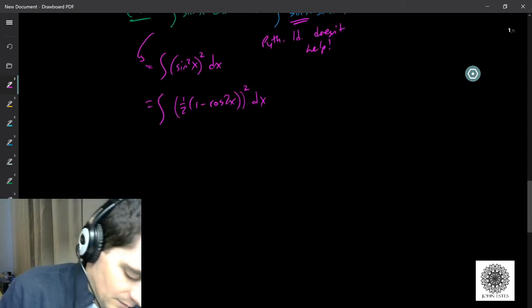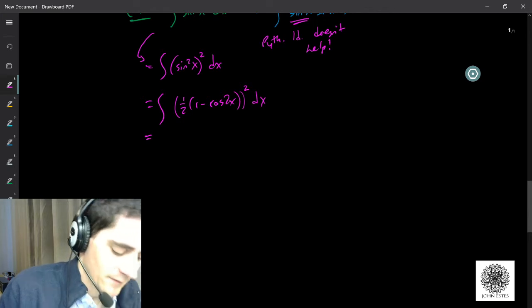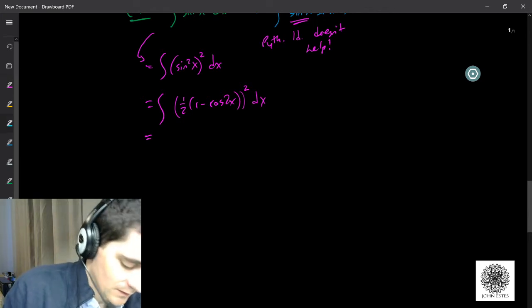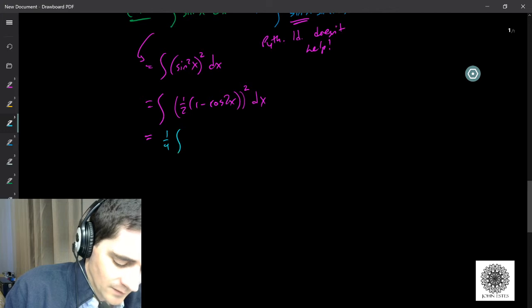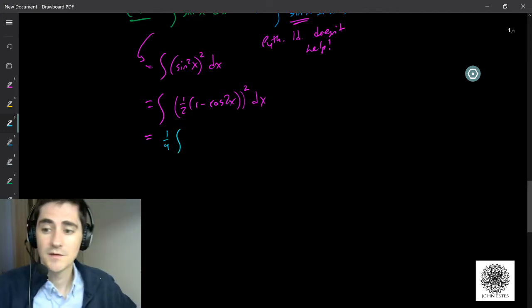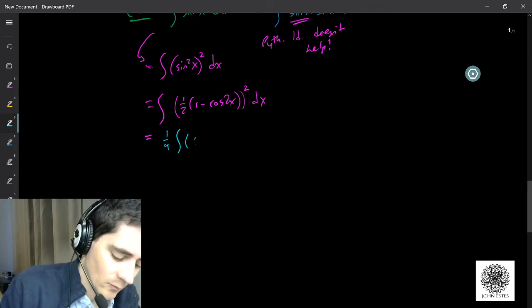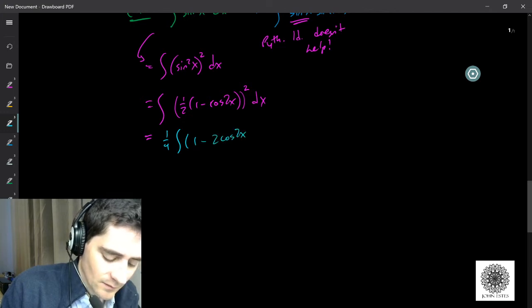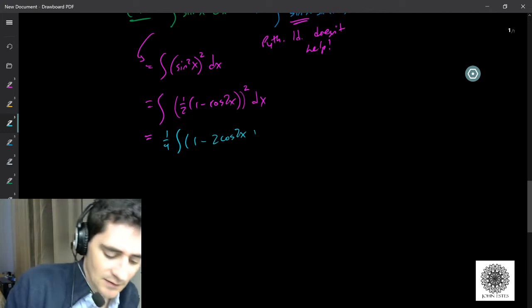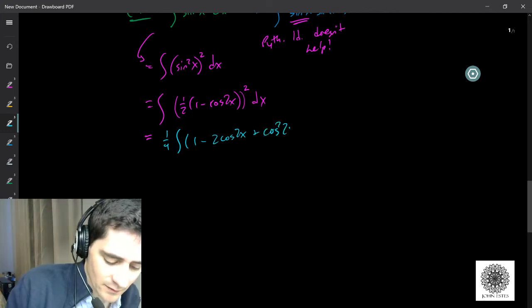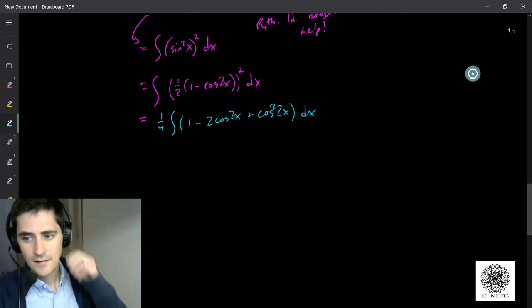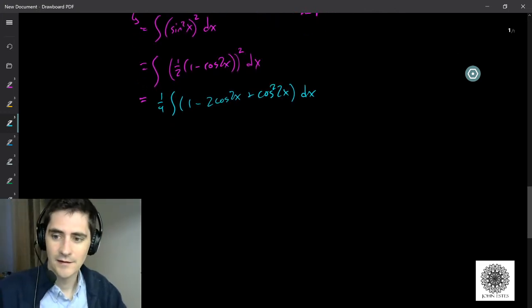Okay, now I can FOIL that out. So the 1/2 squared is a 1/4. Let's go ahead and take that out. So I have 1/4, and then FOILing out 1 minus cosine 2x, I end up with 1 minus 2 copies of cosine 2x plus cosine squared of 2x dx. Okay, and so now I've got to integrate this thing.